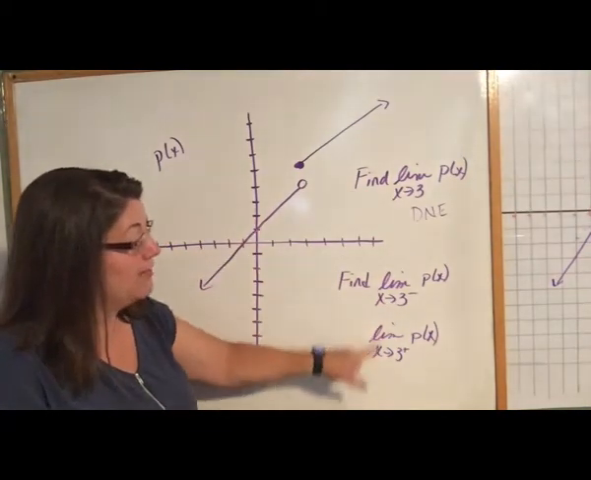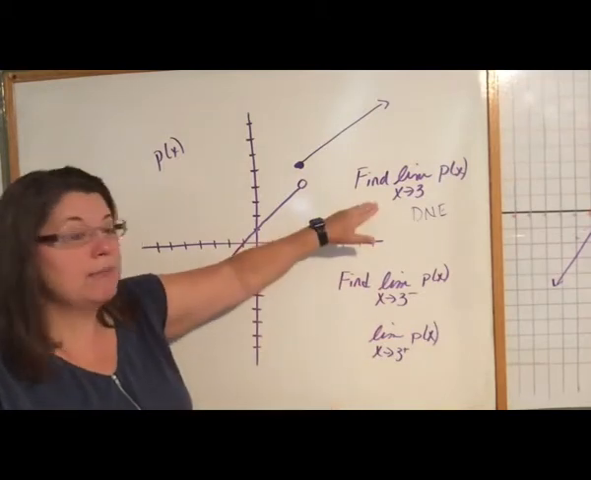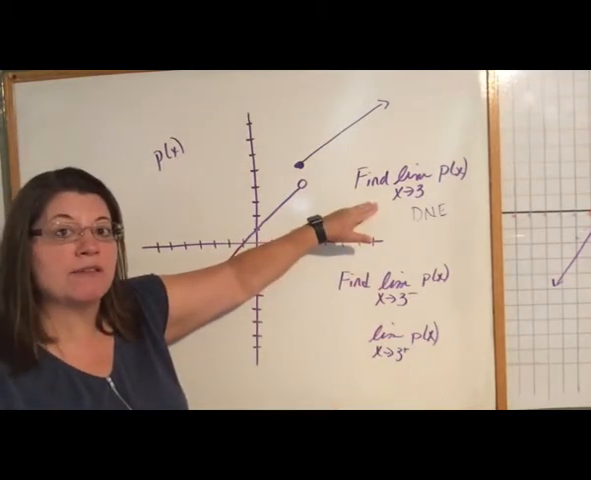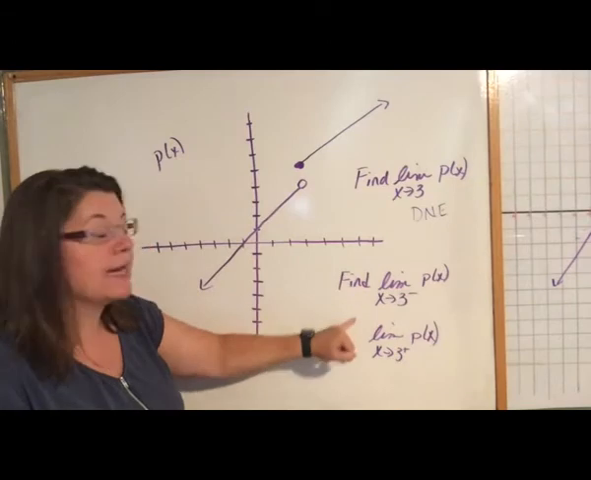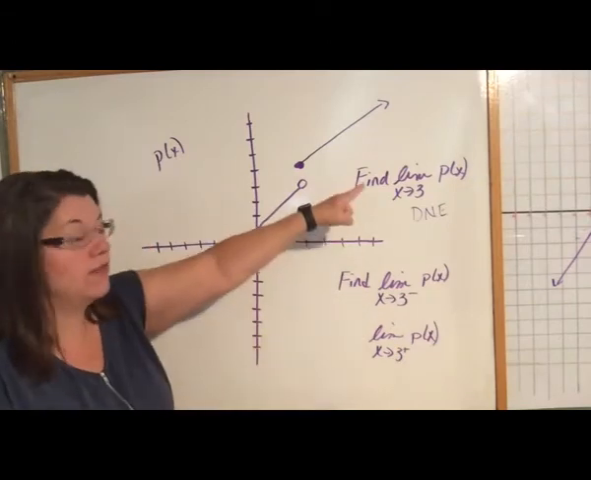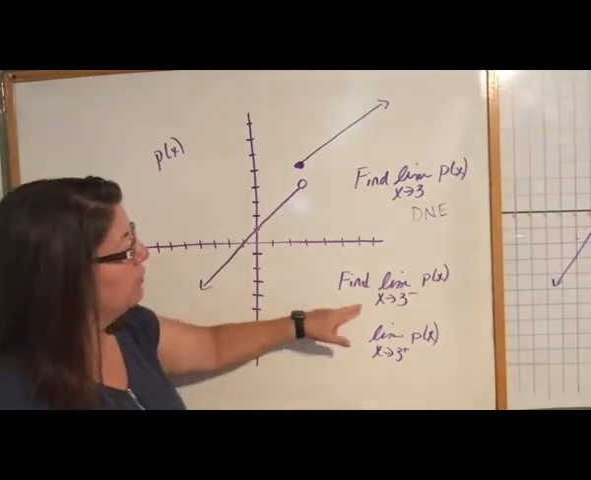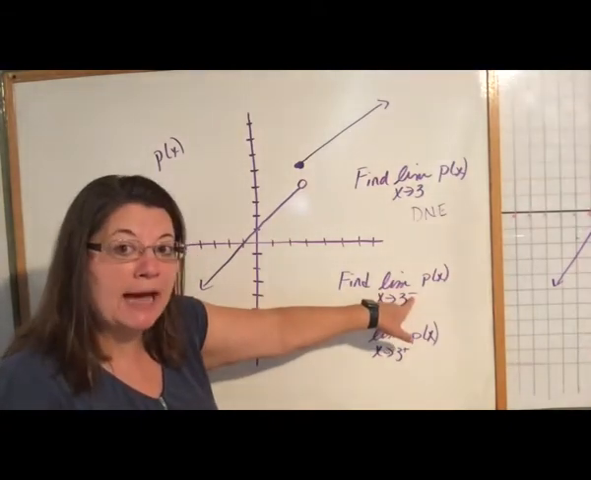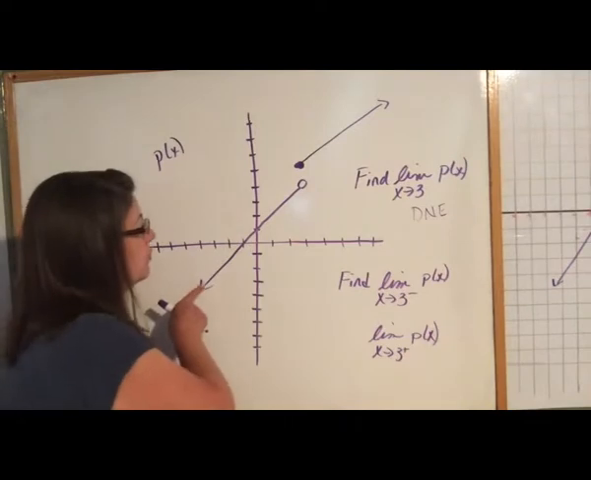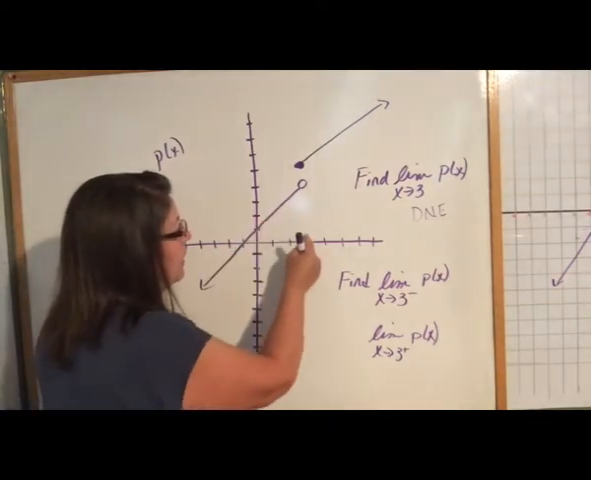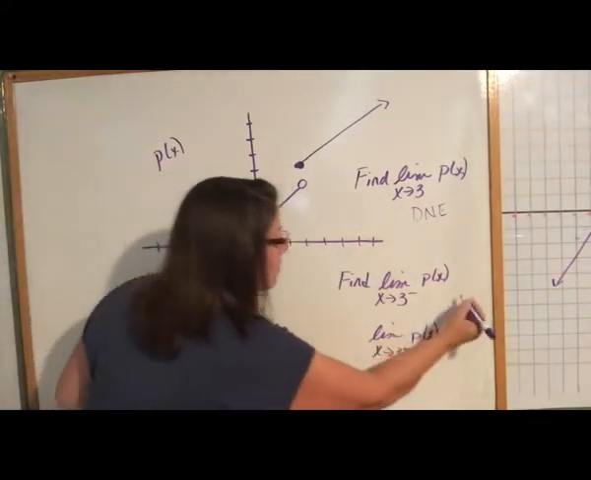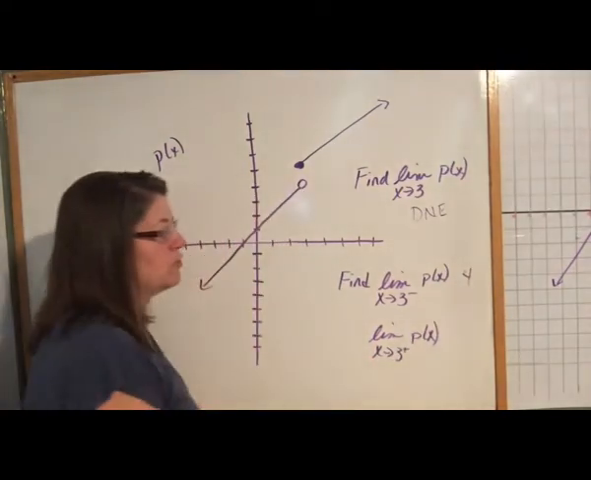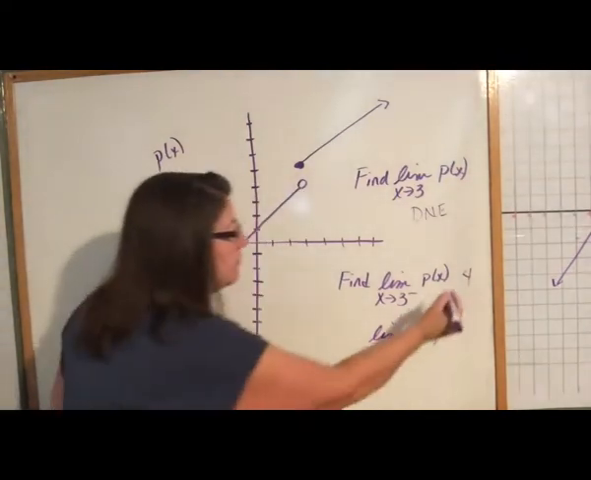If these two are not the same, then the limit as x approaches that number does not exist. But your one-sided limits could exist, even if this one doesn't. So if we're approaching 3 from the left, as we approach 3 from the left, our y value is going to be 4. So the limit as x approaches 3 from the left is 4.